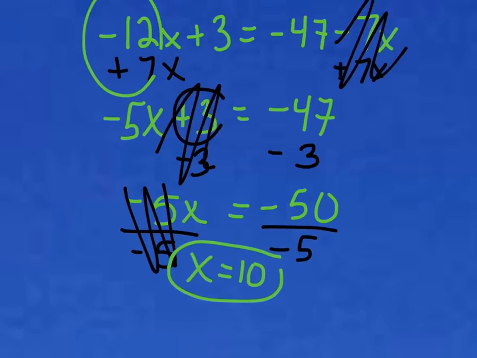So that's it for this video. Just remember that the first thing you need to do whenever you have an x on both sides of the equation is to get rid of one of them. Decide which side you want the variable to be on.